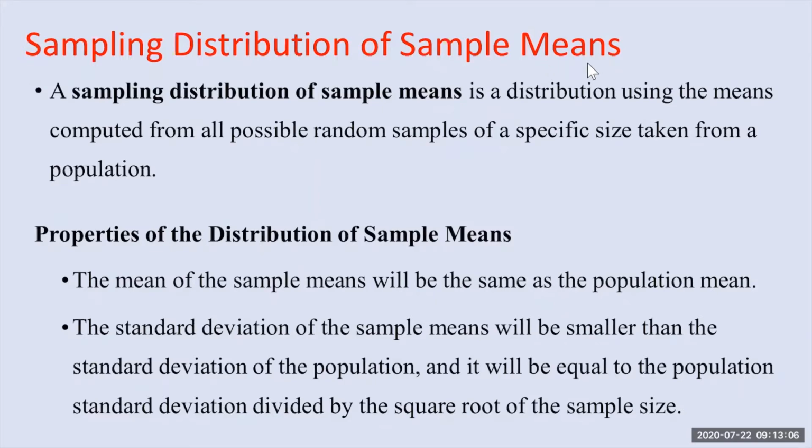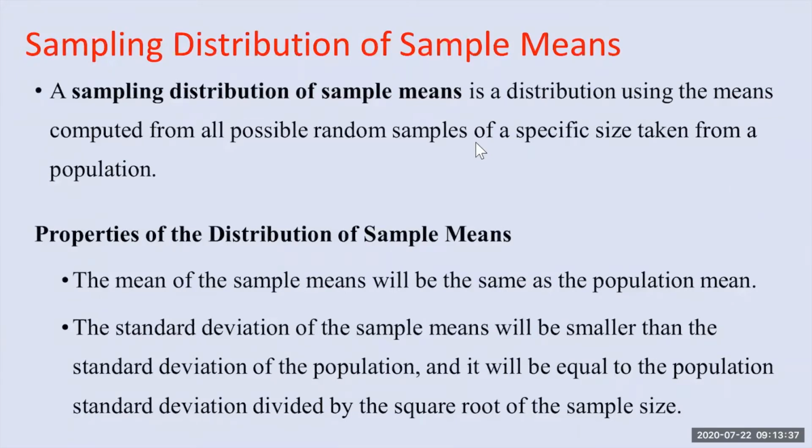So the meaning of that is you have the population and for the samples you are calculating the mean. A sampling distribution of sample means is a distribution using means computed from all possible random samples of a specific size from the population. So here you can see everything is clearly defined. A sampling distribution of means is a distribution of means computed from all possible random samples.